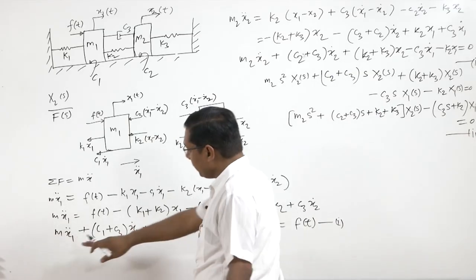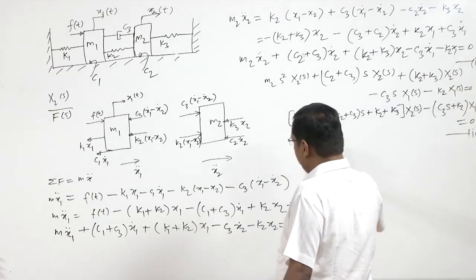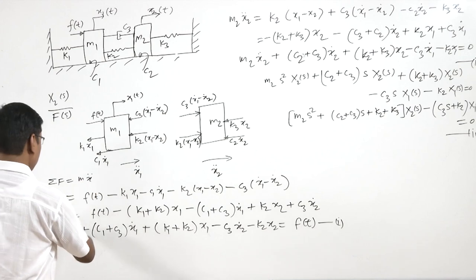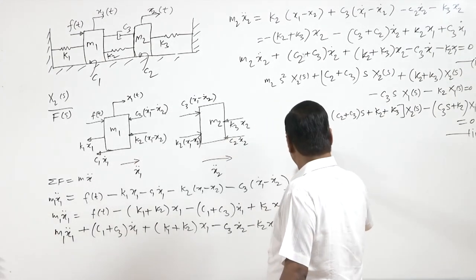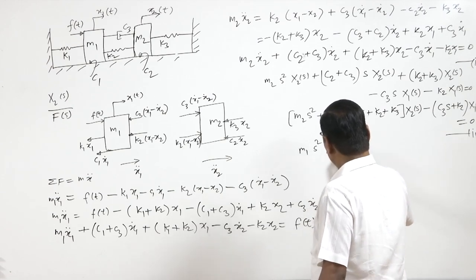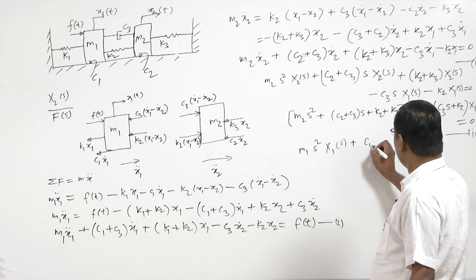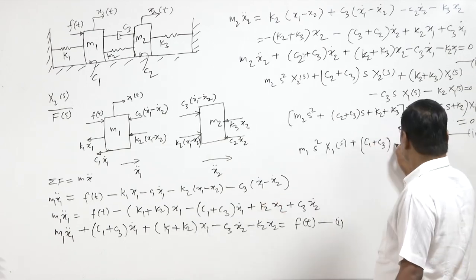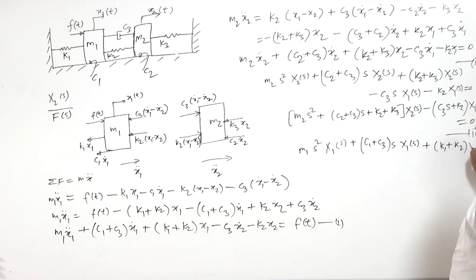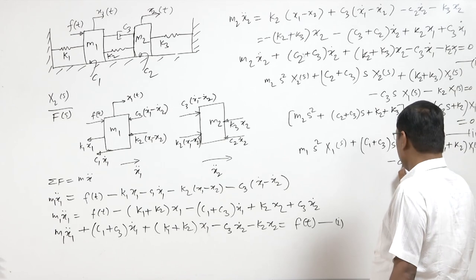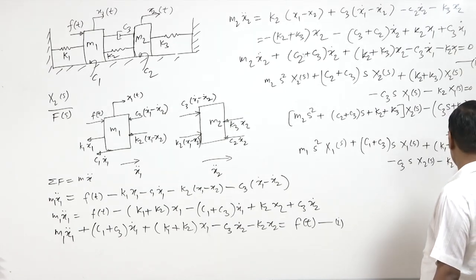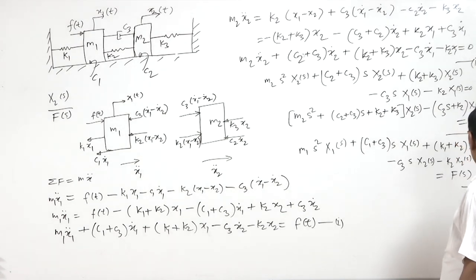We take the Laplace transform of equation number 1, and we can write [m1 s square plus (c1 plus c3) s plus (k1 plus k2)] x1(s) minus c3 s x2(s) minus k2 x2(s) equal to F(s). So this is equation number 4.